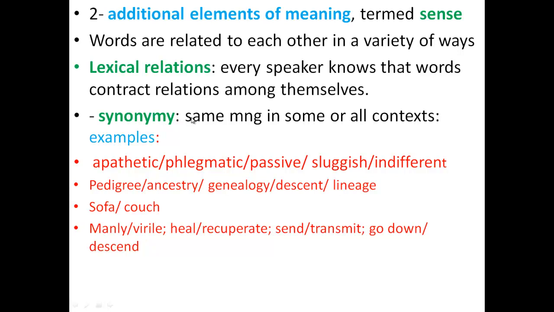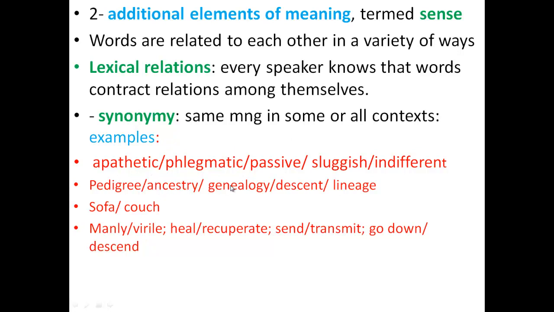Here it simply means the same meaning. This is word meaning: same meaning in some or all contexts. Of course, when I say same meaning, it's not always exactly the same. We are going to see that we have got different kinds of synonymy, by the way. Let's look at the examples. Apathetic, phlegmatic, passive, sluggish, indifferent. All these words have got something in common. They mean more or less the same thing. They have got the same meaning.